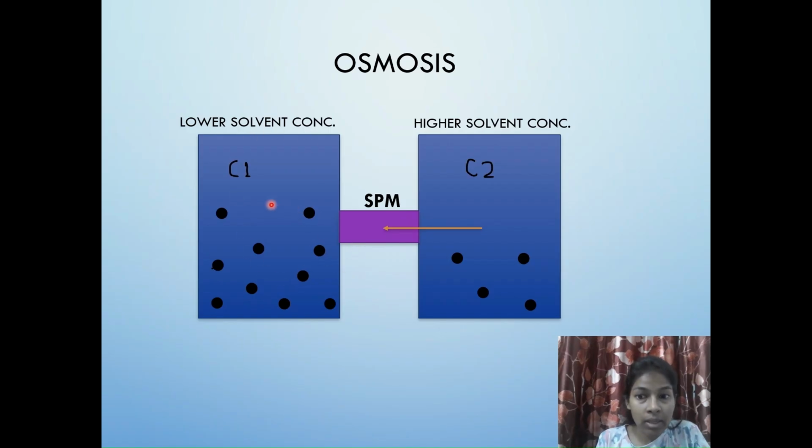Since C1 is having higher concentration of solute particles, obviously C2 will be having higher concentration of your solvent. Why? Because it has lower concentration of solute particles. So now, higher concentration of solvent is in which one? In C2, and lower in C1. So, the solvent particles will move from where to where? Yeah, from C2 to your C1.